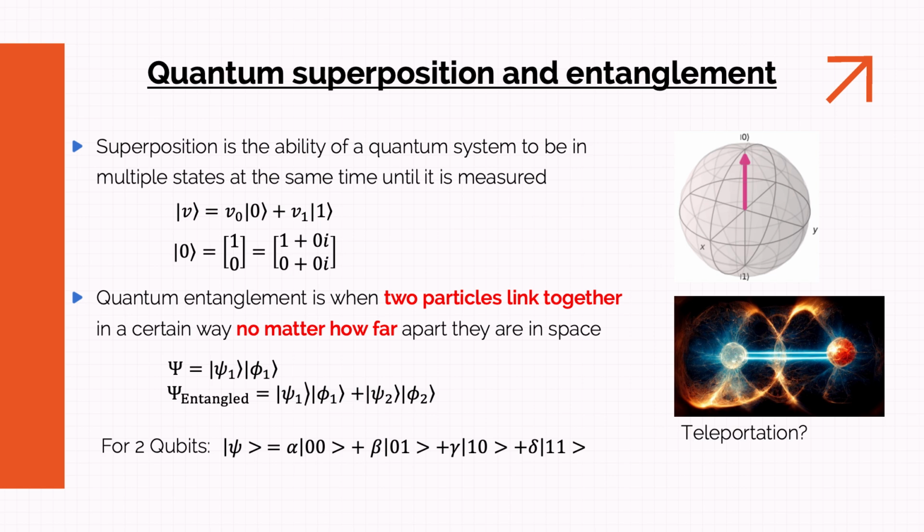And quantum entanglement is the other very special characteristic of the quantum computer, because two particles can be linked together. This is one of the fundamental theories behind teleportation in the future. For example, if you want to teleport between two far distances.